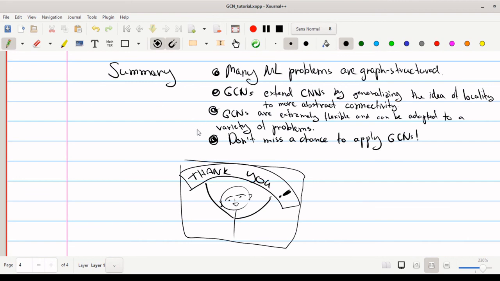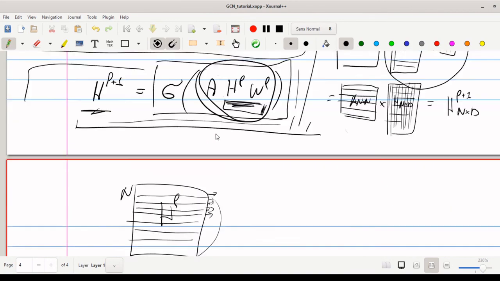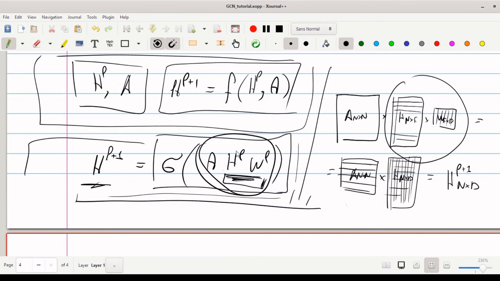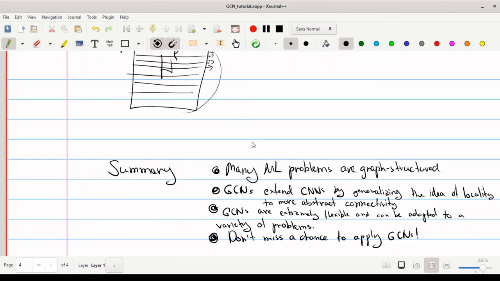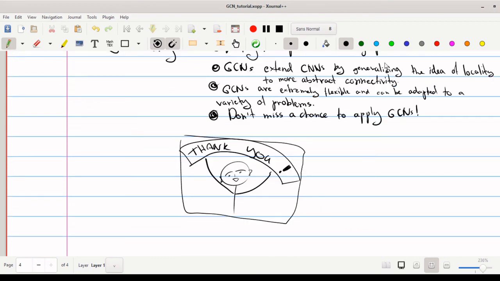Then we found out that GCNs are extremely flexible and they can be adapted to a variety of problems. So the same model that we covered here, with just a little bit of tweaking or different training regimes, or with no tweaking at all, can solve very different types of problems. And the main conclusion that I want you to draw is that I want you to be afraid of missing a chance to apply graph convolutional neural networks in your work.